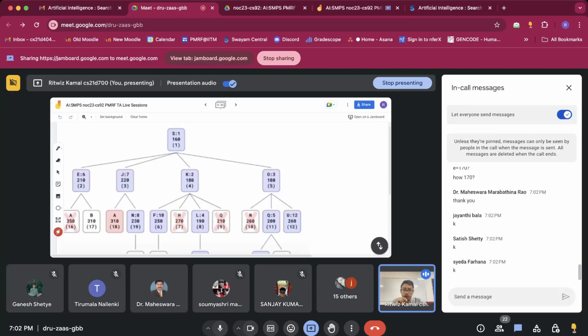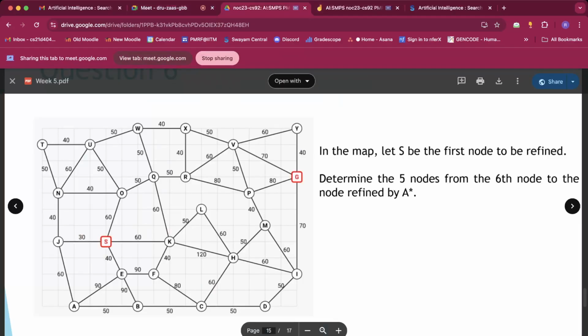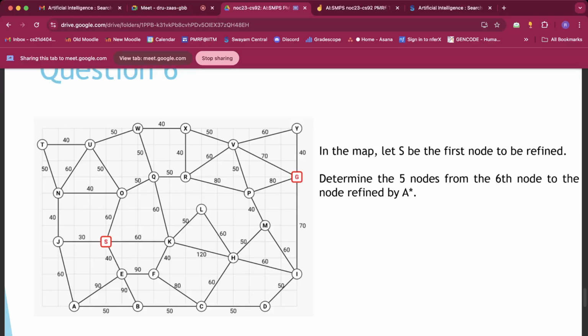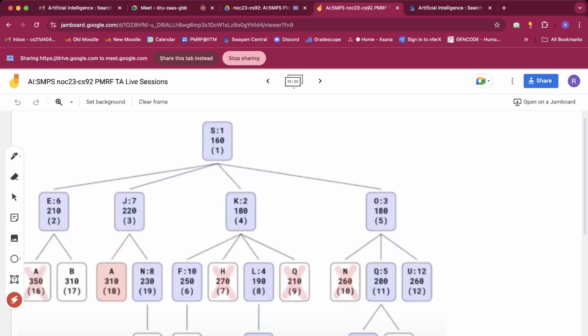So the actual cost of going from S to K to F would be how much? The actual cost of going from S to K would be 60, plus F would be 60 plus 40, which is 100. So this would be our g. What would be h? It would be the heuristic value of F, which is the Manhattan distance of F to G. So that would be 1, 2, 3, 4, 5, 6, 7, 8, 9, 10, 11, 12, 13, 14, 15. So 150 plus 100 gives us 250. That's how we got a value of 250 for F. Similarly for H, L and Q. For now, ignore these cross marks, we will come to that.